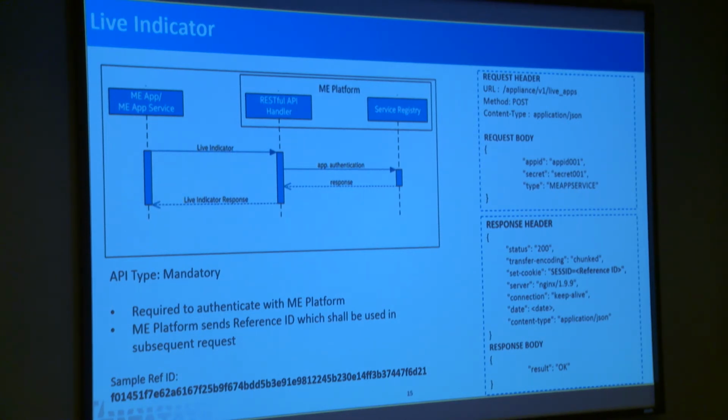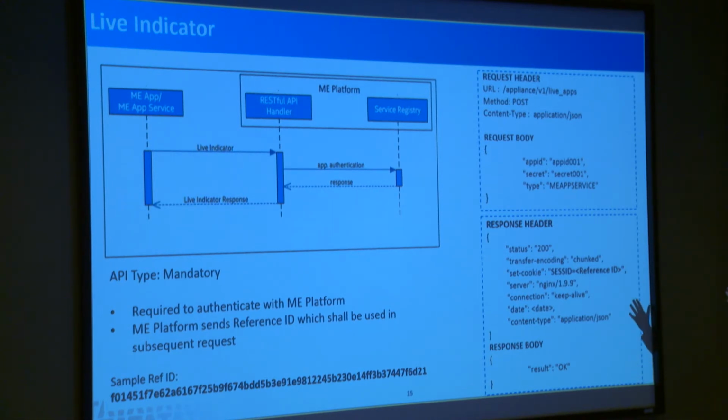Now this is one of the important APIs from an application point of view. Once an application is registered by ME app, it first has to fire this API to get the reference ID, which is more like an authentication. Once it registers itself, it will come back with the reference ID, something like this at the bottom of the screen, which has to be used in all the subsequent requests. Unless you have this reference ID, it will not be able to authenticate, or the ME platform will not know if you are already registered with it or not.